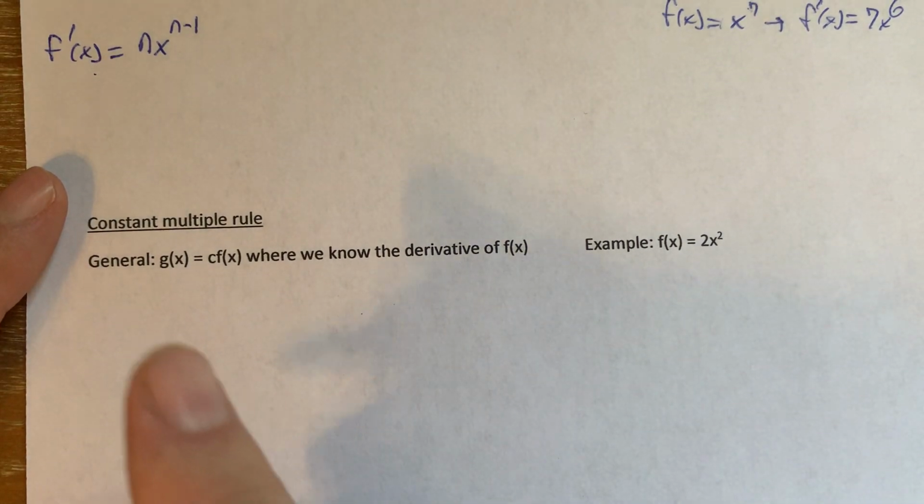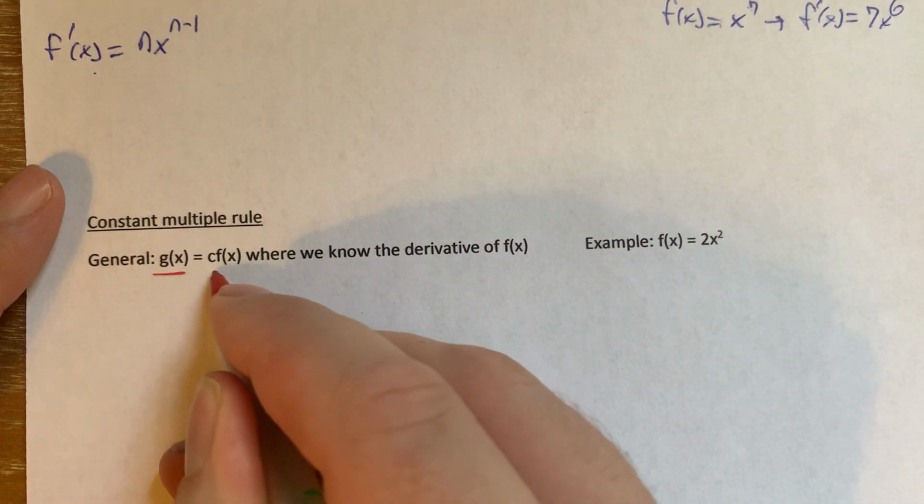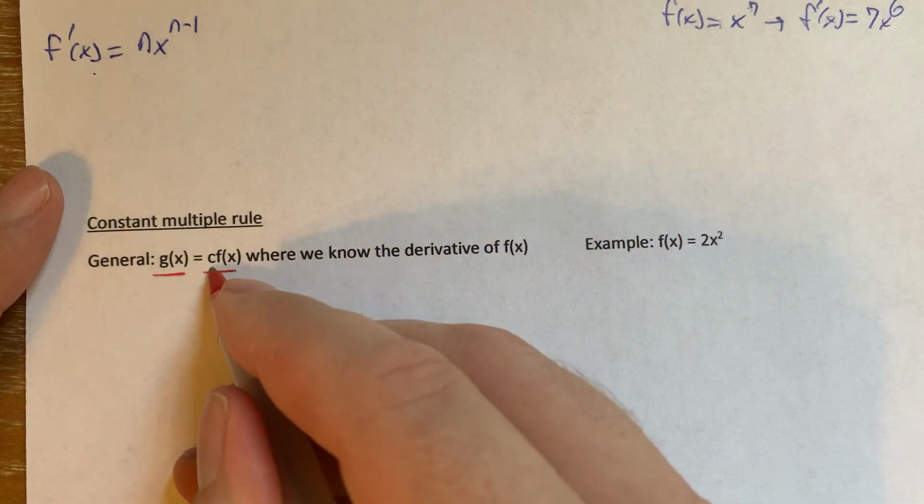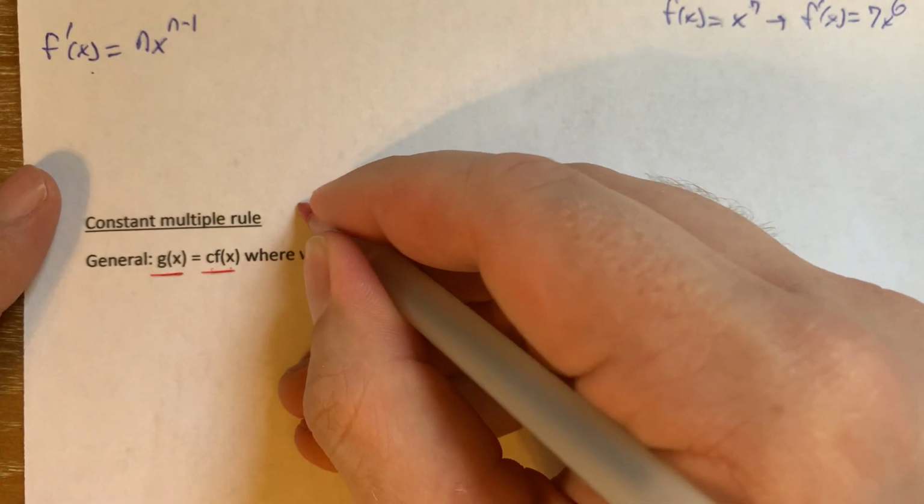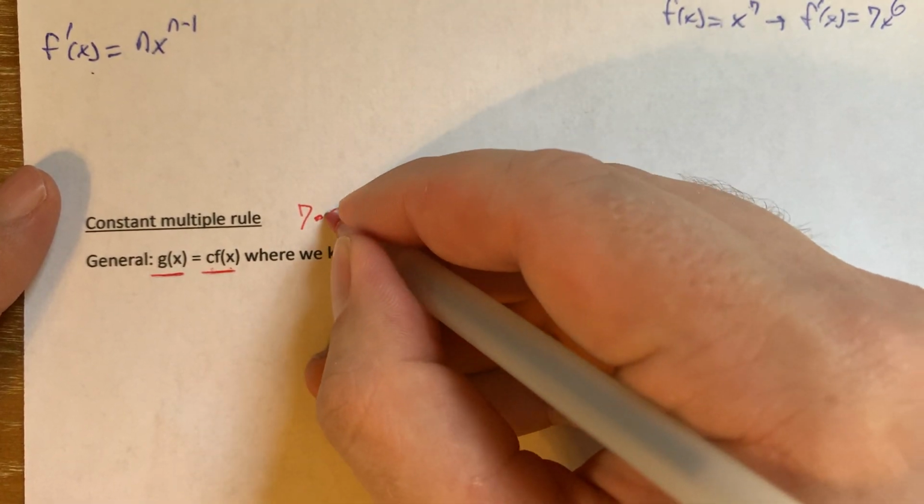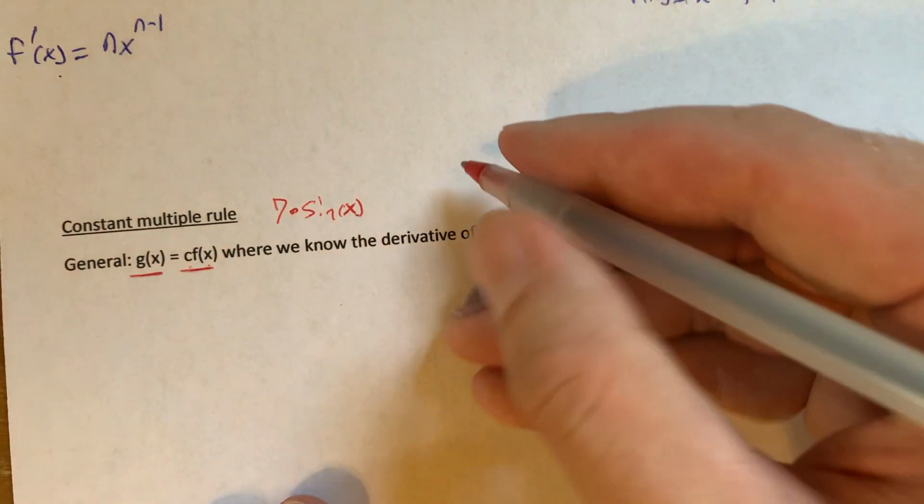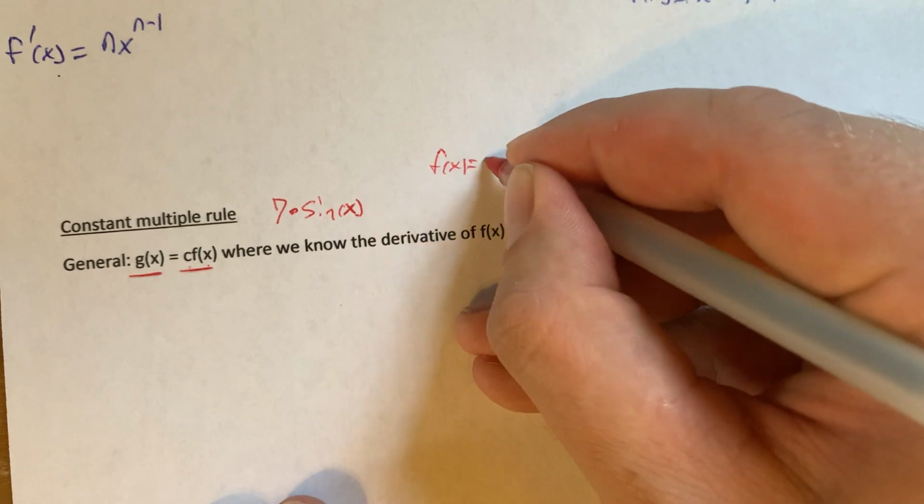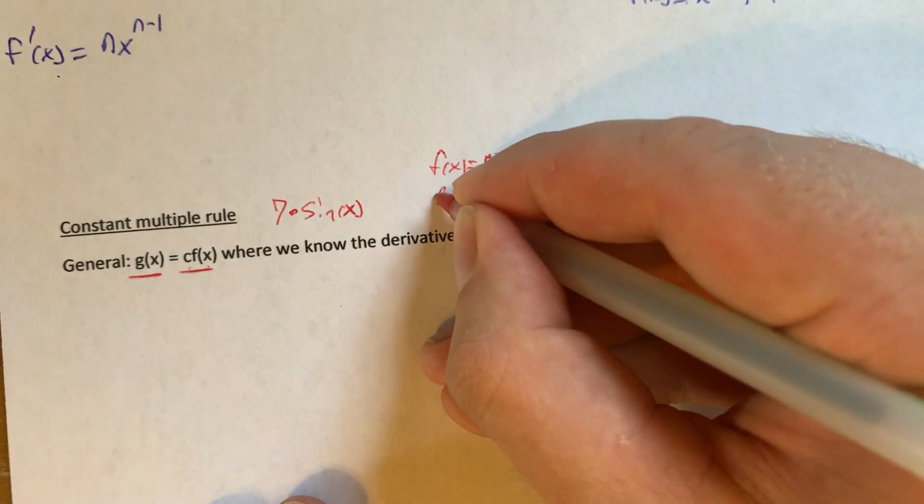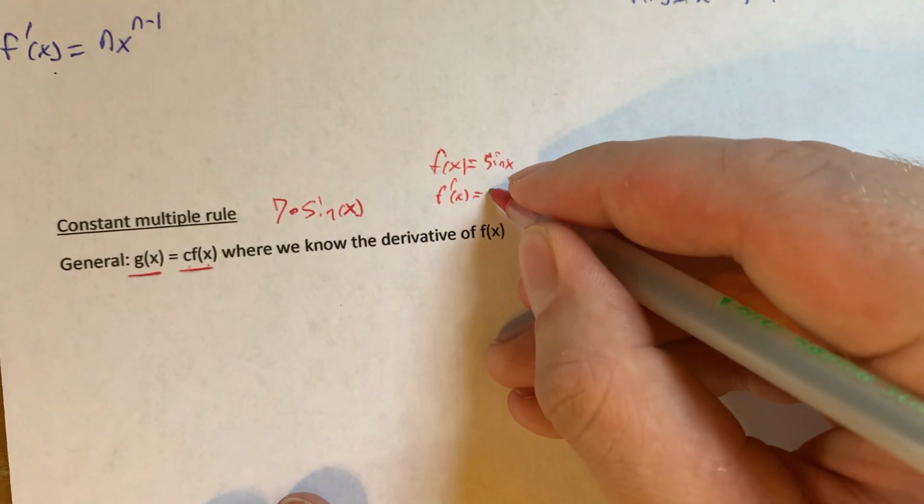Okay. What if we have g of x equals c times some function we already know? So c is some constant. So maybe it's like 7 times sine of x. Do you guys remember the derivative of sine of x? We came up with it the other day. So if f of x equals sine of x, what was f prime of x? Hopefully you remember and memorize this.